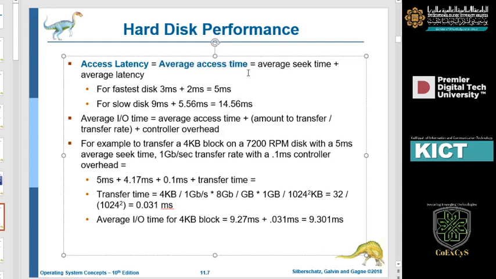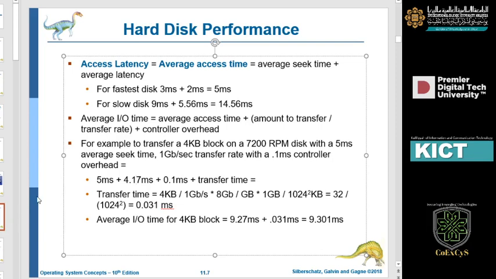The way to calculate is by calculating the average seek time plus the average latency. For a fast disk we can have about 5 millisecond, for a slower disk about 14.56 millisecond of average seek time. They also have average IO time. This is the average access time plus the transfer rate time plus the controller overhead time. So these are some of the performance issues.